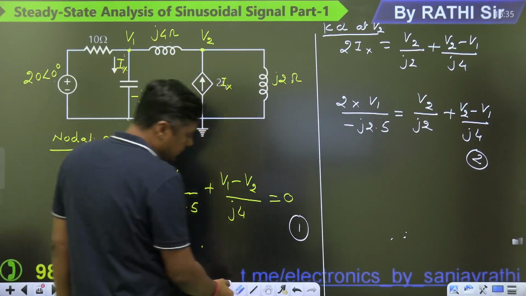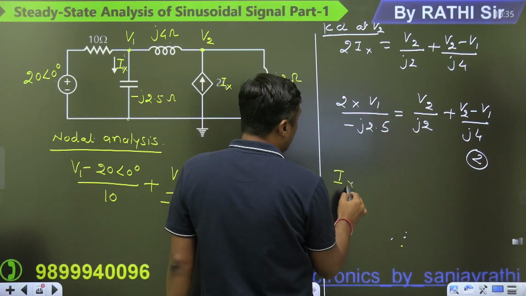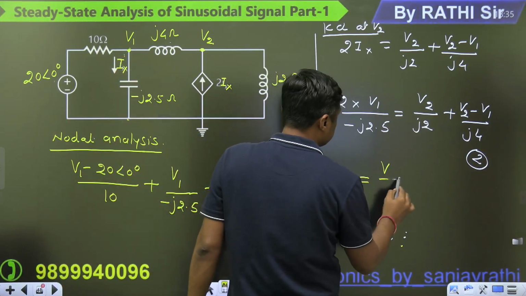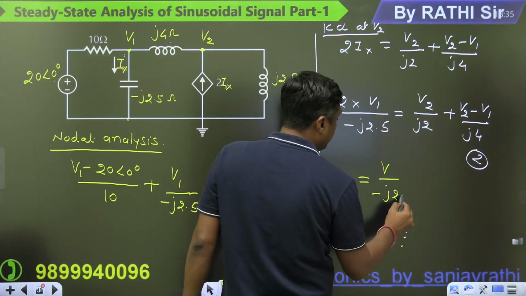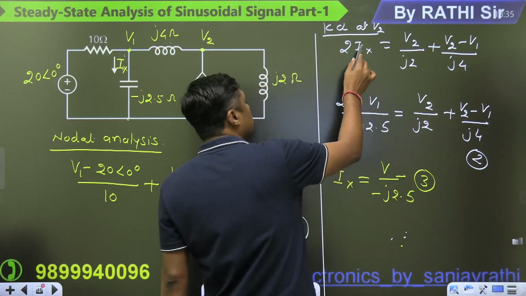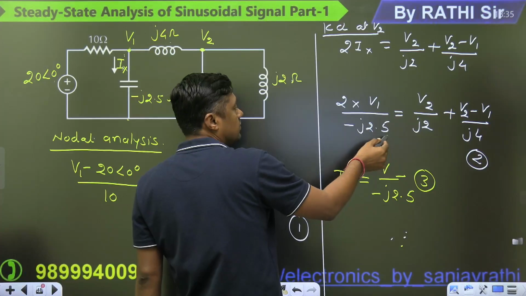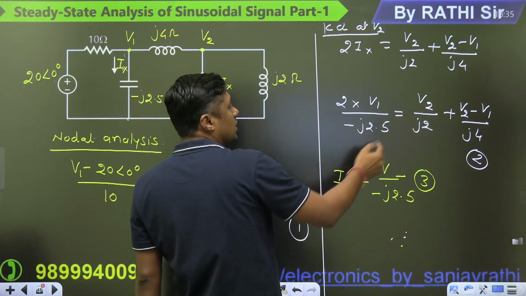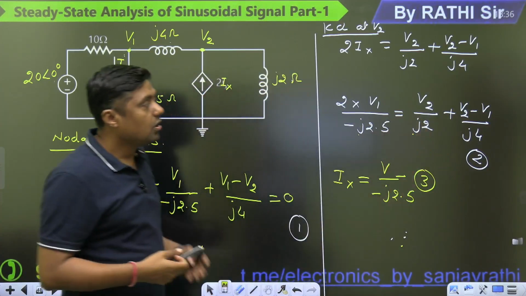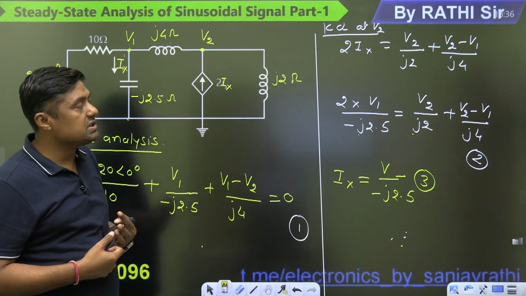Now here, what is the Ix? Ix is equal to V1 upon minus j2.5. So I have replaced the Ix by V1 upon minus j2.5, and that's why this equation. Now this j and this j cancel out. All the j's cancel out. Then it becomes very, very easy to solve. Yes or no?